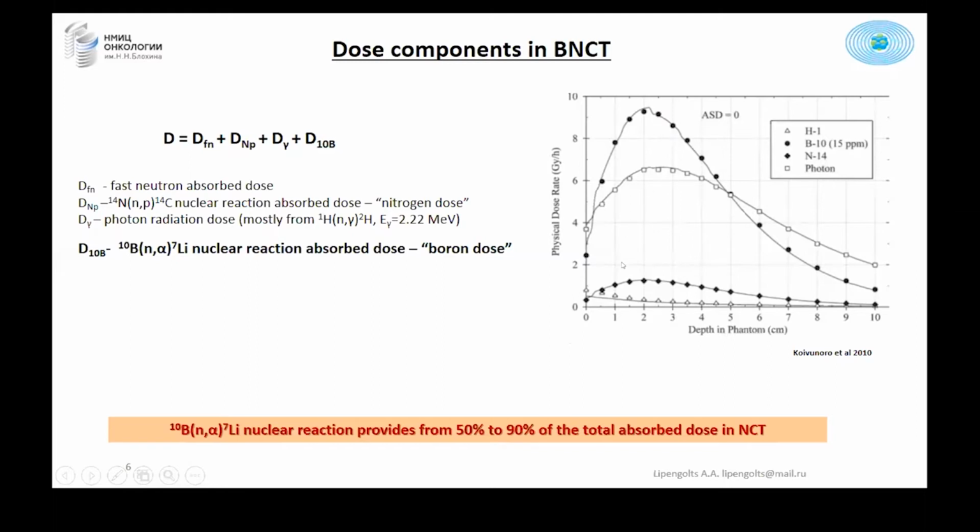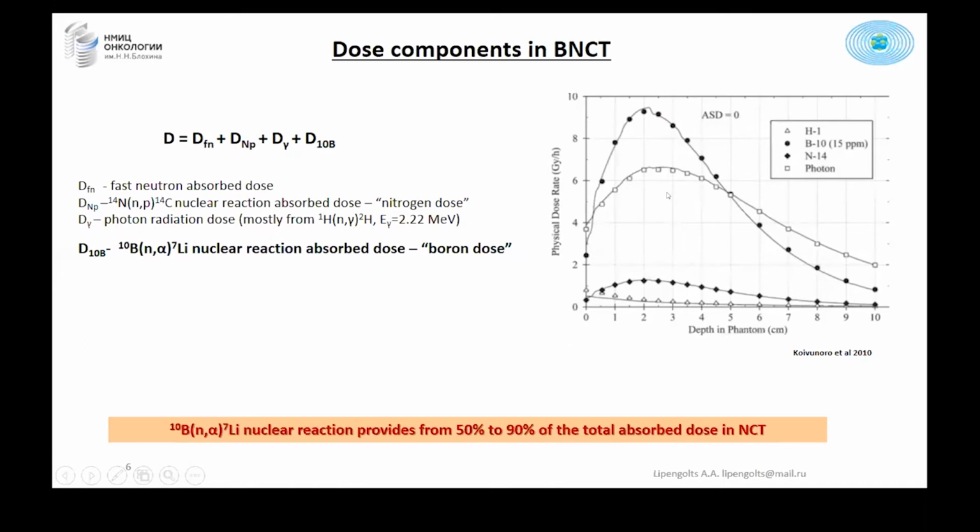If you take a look at different components calculated by Finnish researchers, you can see that the largest components are photon and boron. And the boron component depends on boron concentration. This picture presents boron dose for 15 ppm, 15 micrograms per gram of tissue.